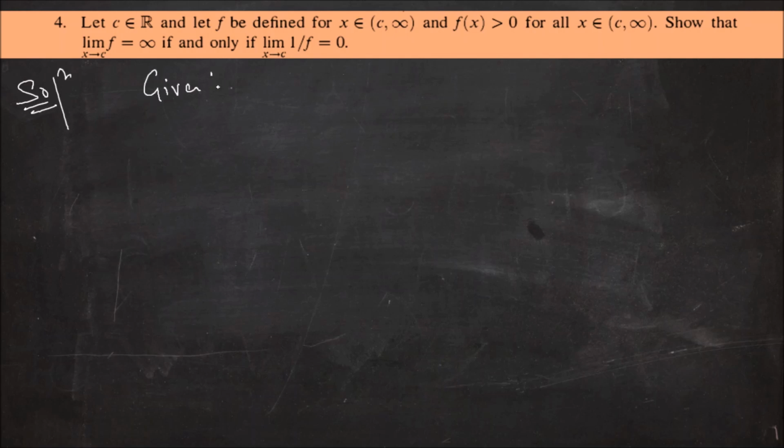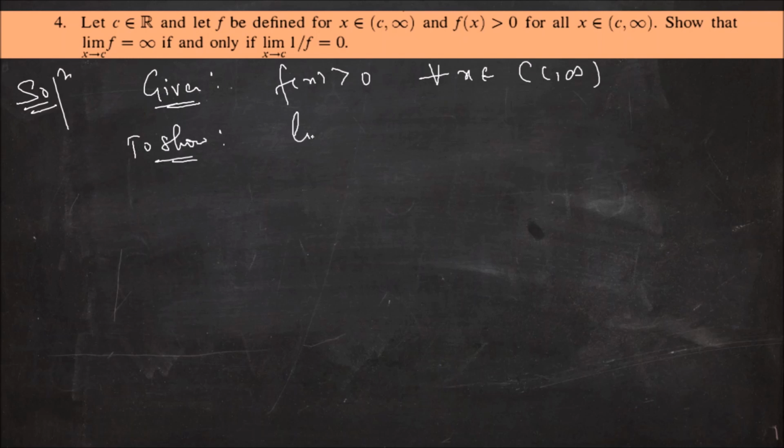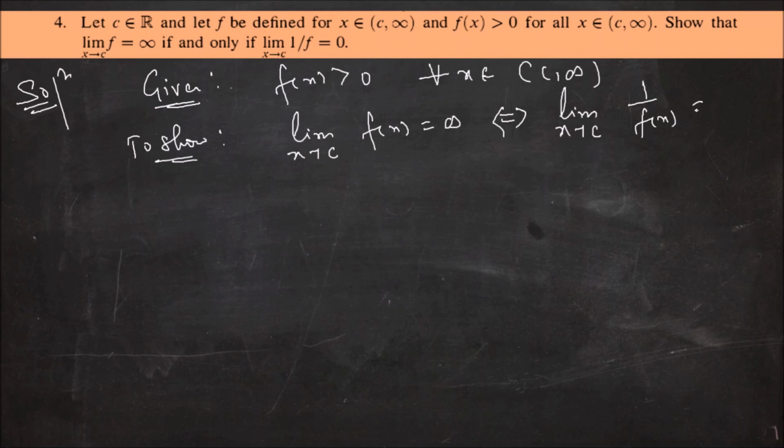Given is f x is greater than 0 for every x belonging to C to infinity. To show: limit x tends to C, f x is equal to infinity if and only if limit x tends to C 1 by f x is equal to 0. So what we will do, we will first assume this and we will show this, then in the next case I will assume this and I will prove this.